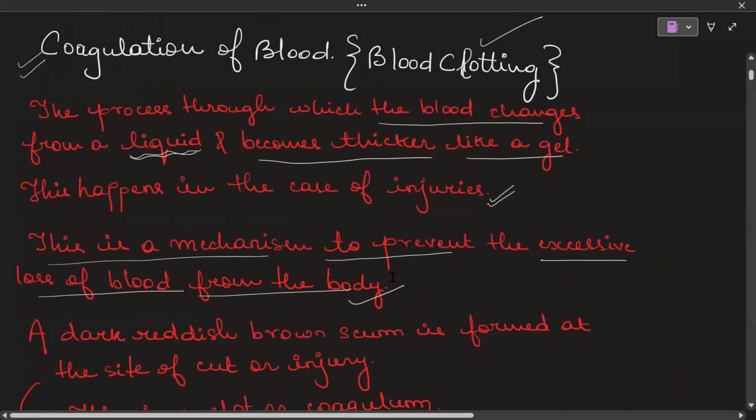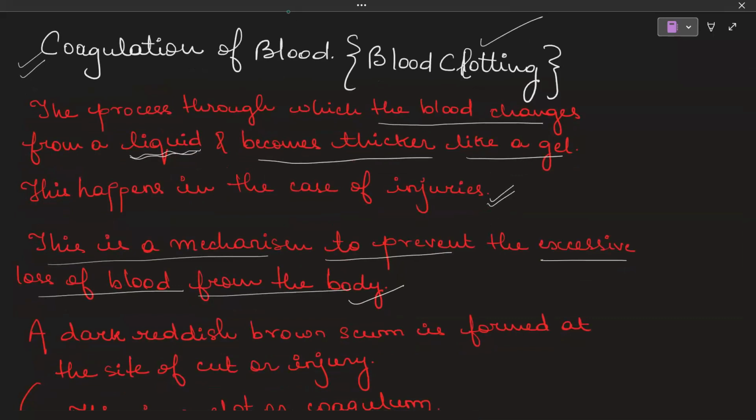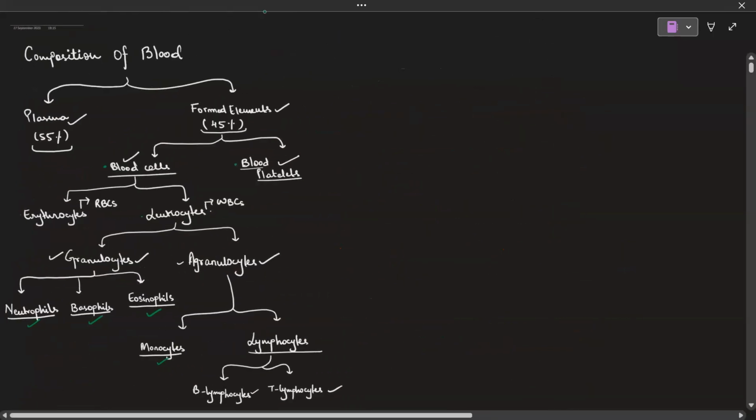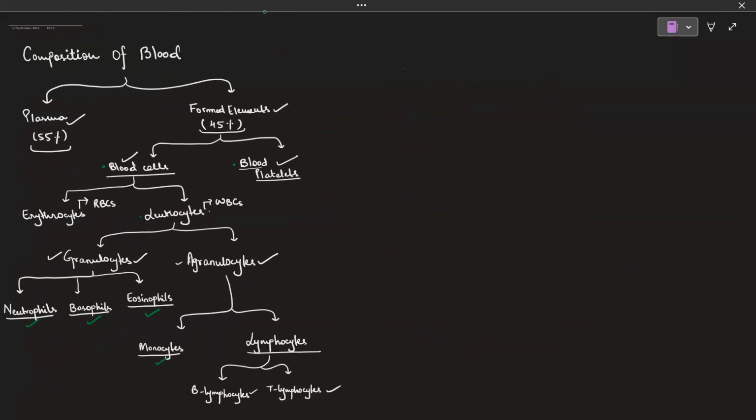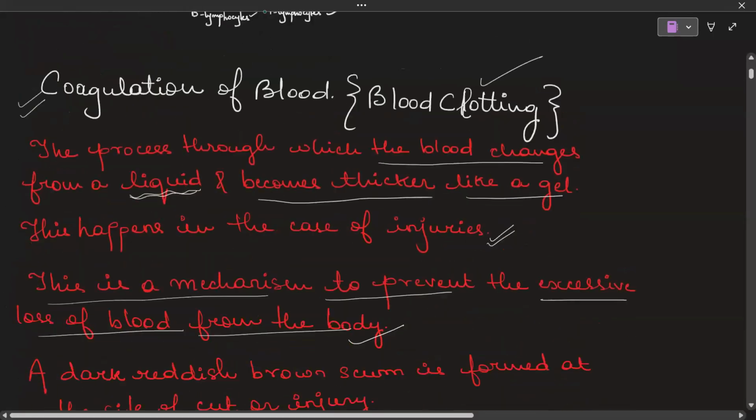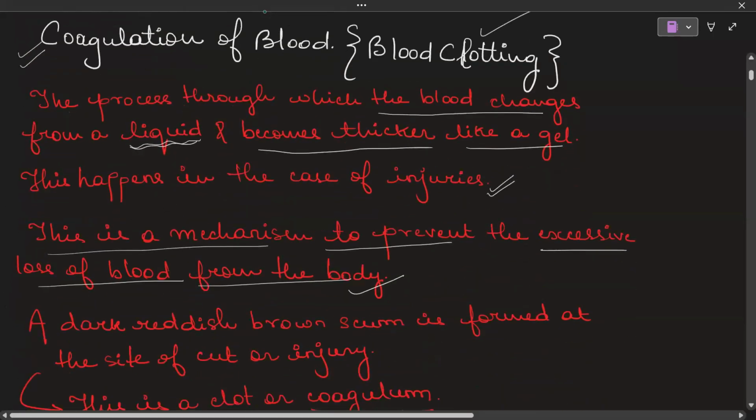Now let us look at the phenomenon of blood clotting, or we can also call it blood coagulation. Now, which composition or which part of the blood is responsible for blood clotting? Platelets. Very good. Now, the process through which the blood changes from a liquid and becomes thicker like a gel. This happens in the case of injuries, right?